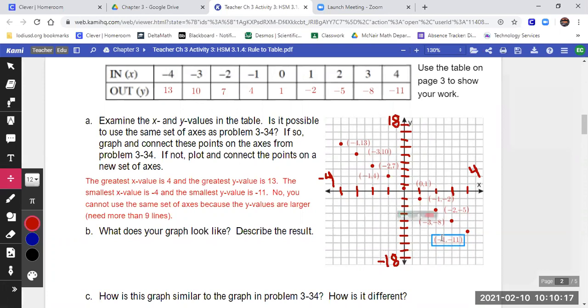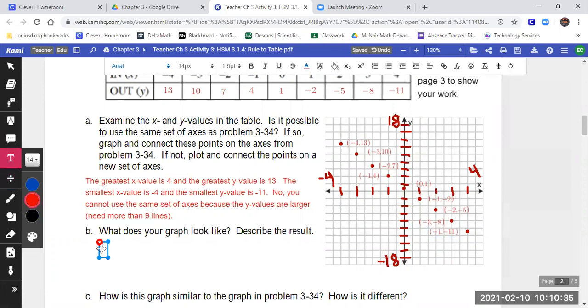It has to start at 0, 0. Does this start at 0, 0? No. So we cannot say proportional. What does it look like? What direction is it going? Is it curved? What are some things it looks like? What does it look like? A straight line going which direction?